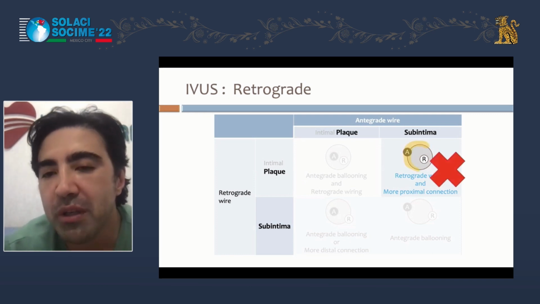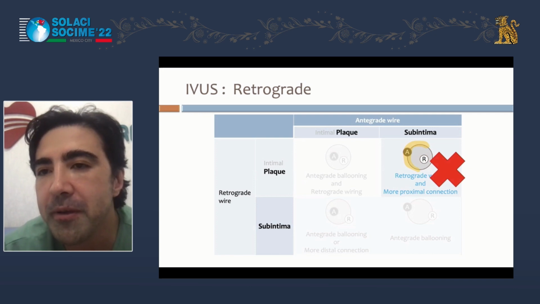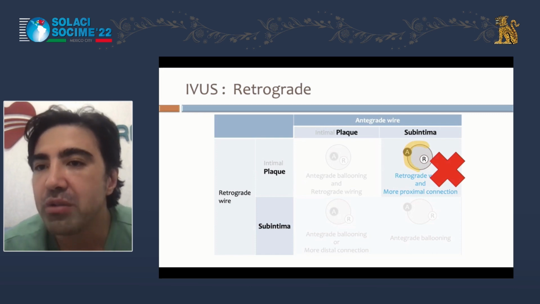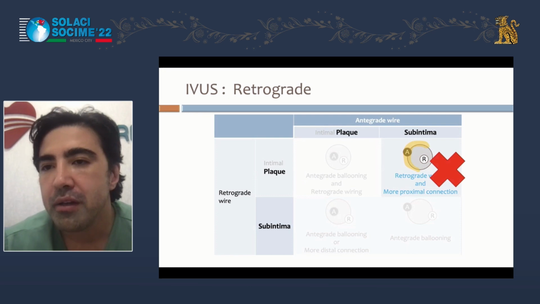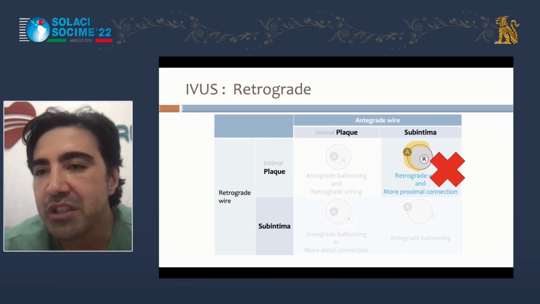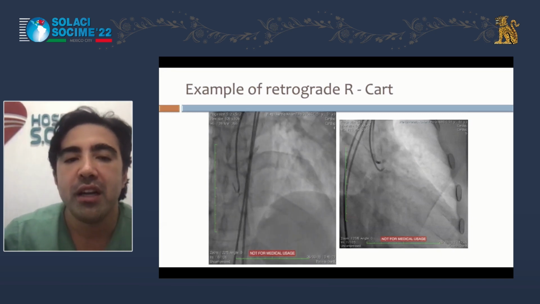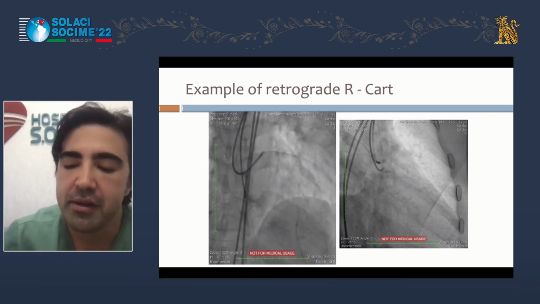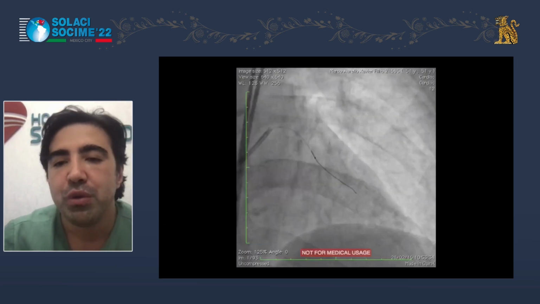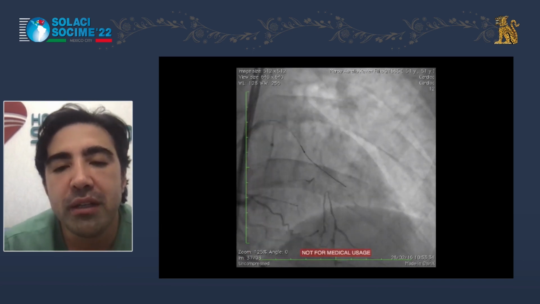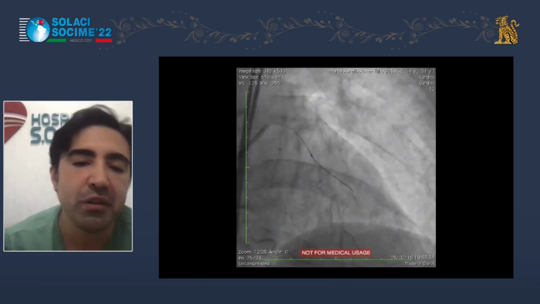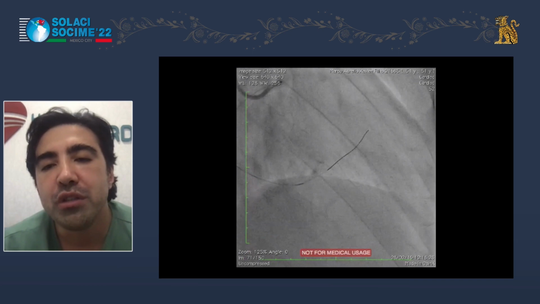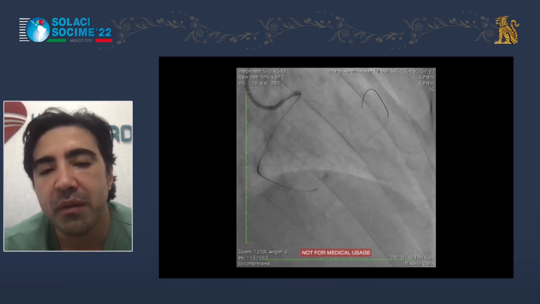This is the purpose of IVUS: to understand all these features and use them to achieve more success. Here I have a very didactic case, a CTO LAD case. We tried to go antegrade and we failed. We went to the extra plaque, or subintimal space, in the diagonal, and here we have a filter FC going to the LAD retrograde.